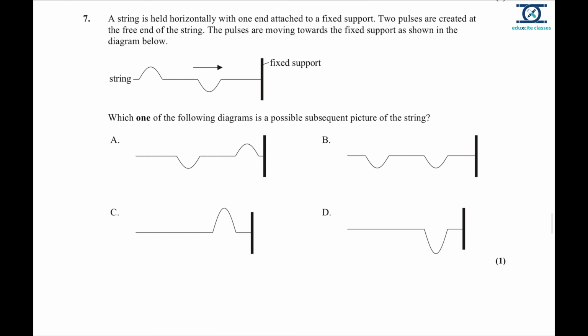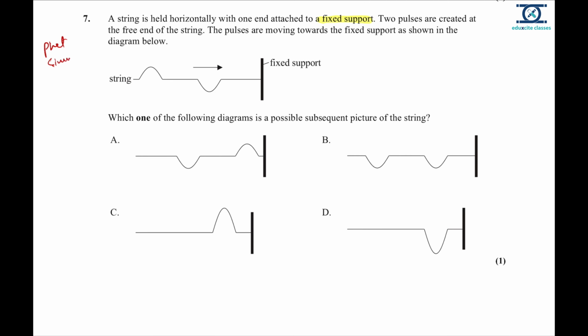Question number 7 is a very good question. You see here a string is held horizontally with one end attached to a fixed support. Two pulses are created at the free end like this. This is the first and this is the second pulse. The pulses are moving towards the fixed support as shown in the diagram. Which one of the following is a possible subsequent picture of the string? Now I will let you know with the help of a PhET simulation.